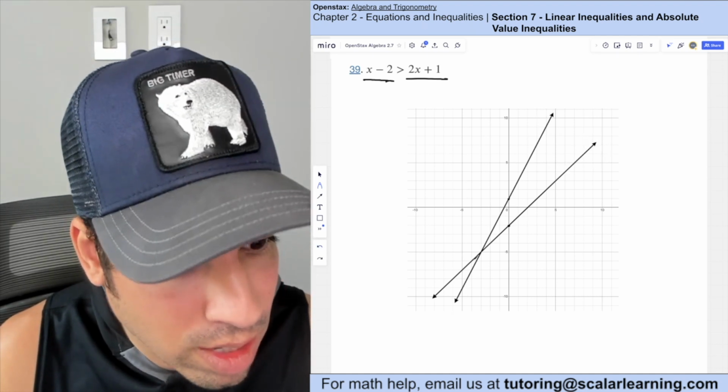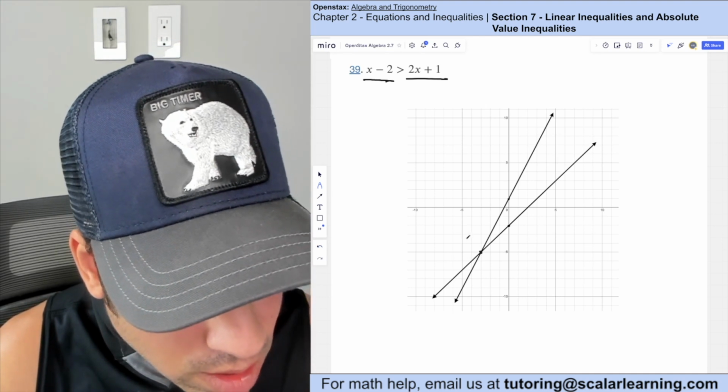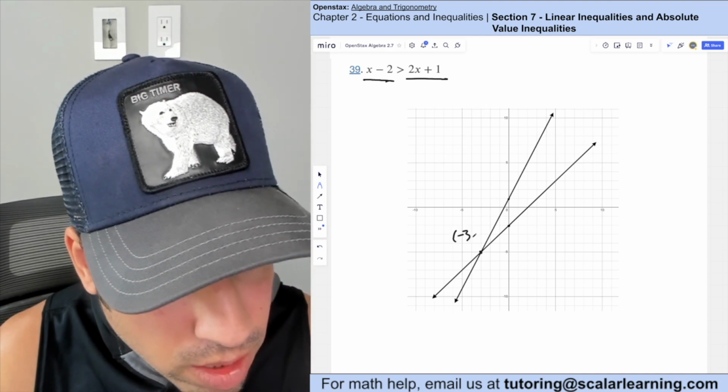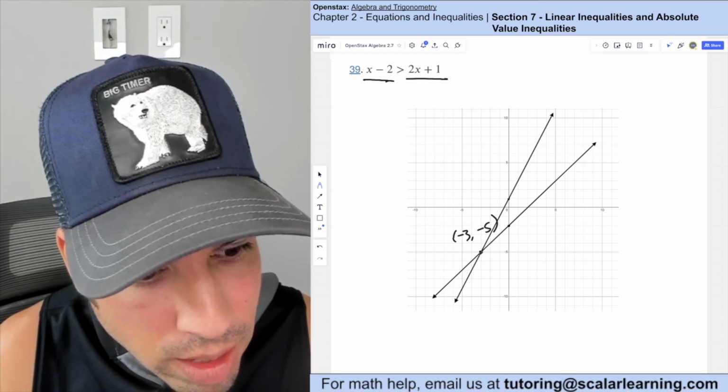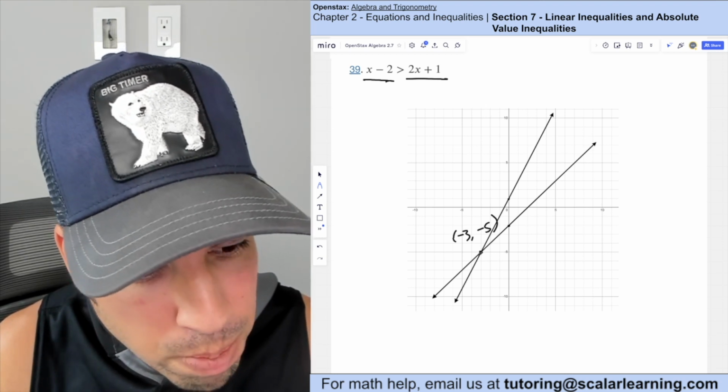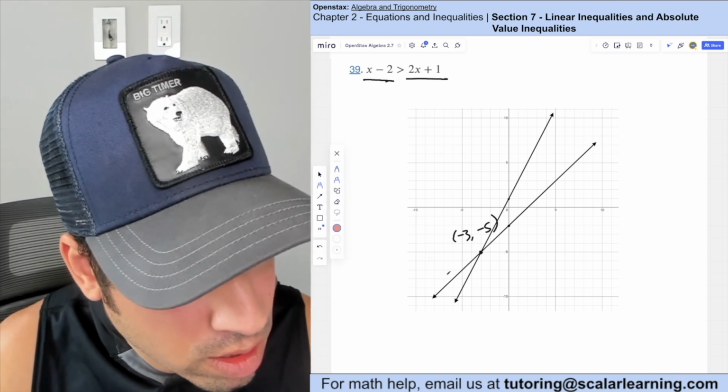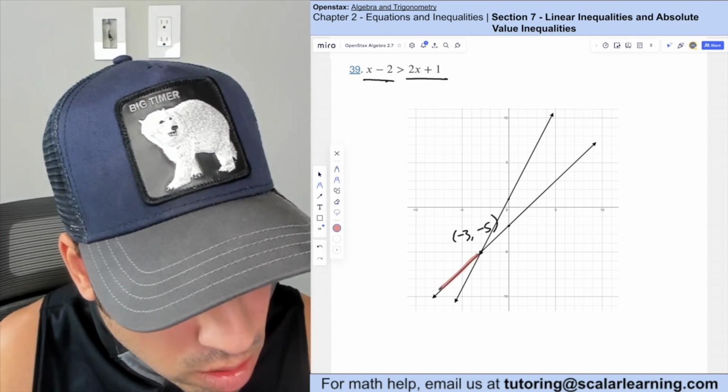So we want to know when this line right here is greater than this line. Well, first I'm looking at the intersection point. That looks like it intersects at -3, -5. So that's the point where they cross over. And the x minus 2 is bigger for this region down here. So this is where it's larger.